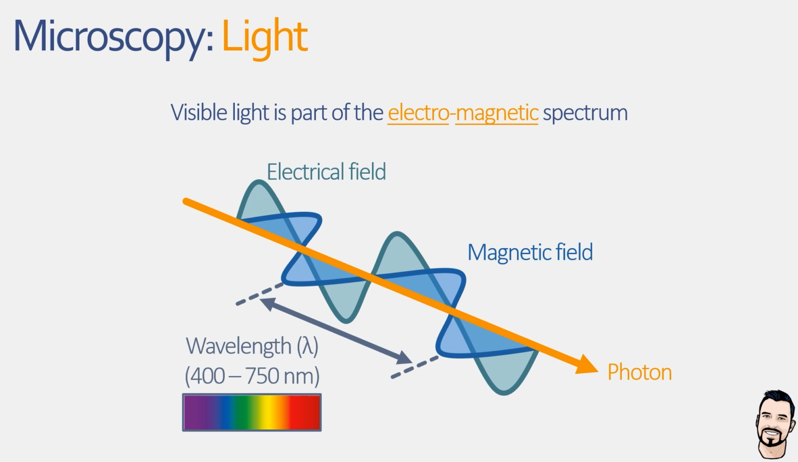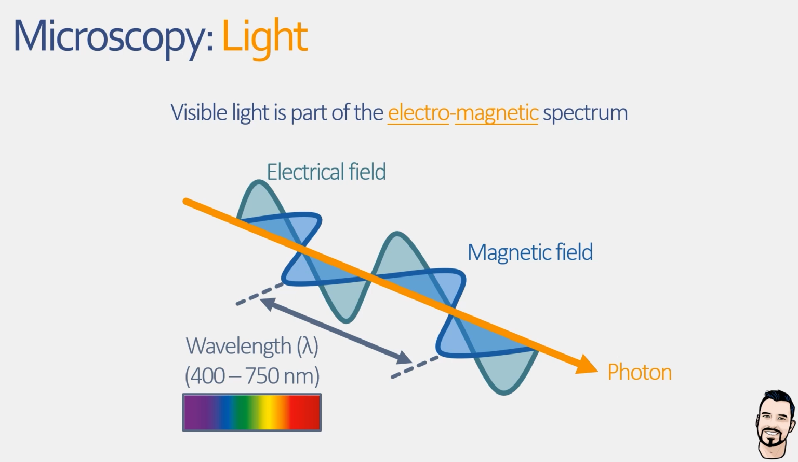So the wavelength for visible light, which helps us to see, is somewhere between 400 and 750 nanometers, with red light having larger wavelengths that decrease as we go through orange, yellow, green, blue, indigo, before we reach violet light, which has a shorter wavelength around 400.